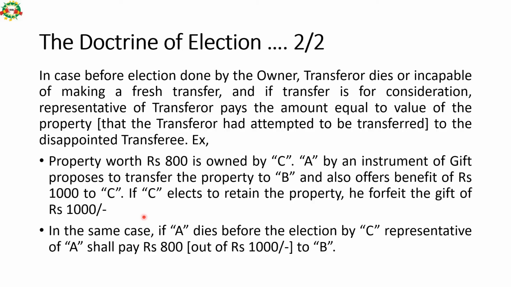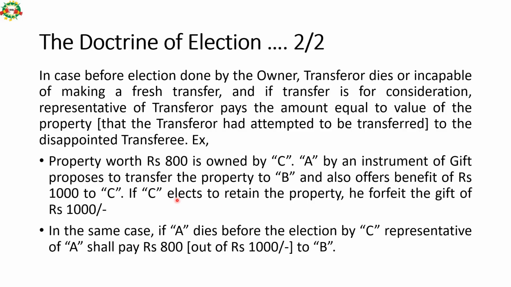But since A is not the owner of the property, before giving it to B, he has to take this property from C. So against this, Mr. A offered 1000 rupees, a benefit of 1000 rupees, to C. But C refused. C said, no, I don't want to sell my property for 1000 rupees. I want to retain my property. So in that case, the gift of 1000 rupees is forfeited.